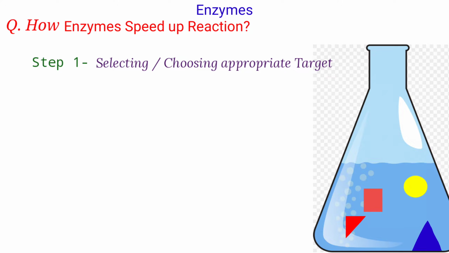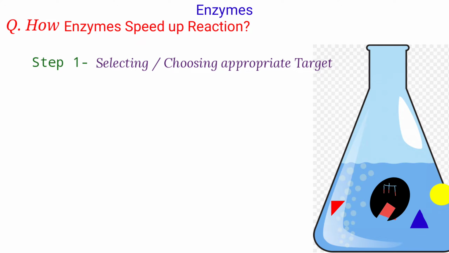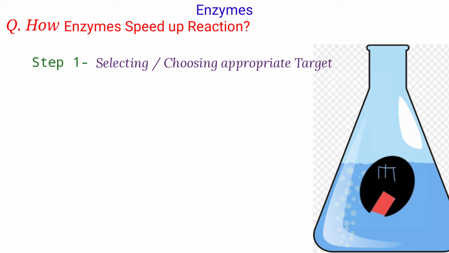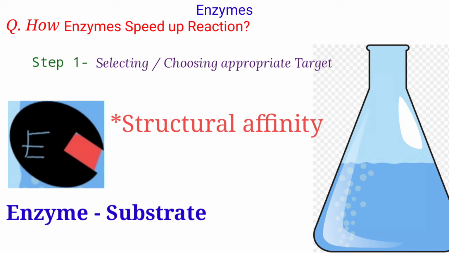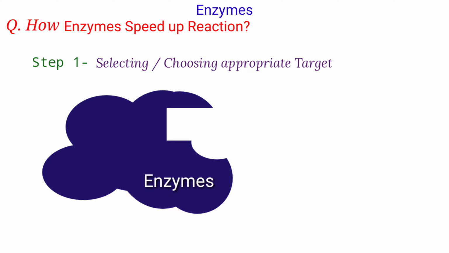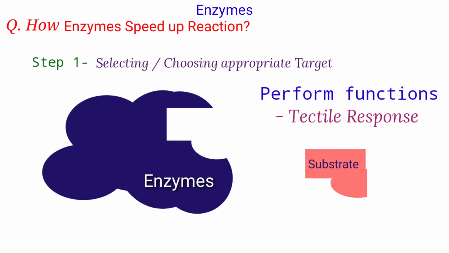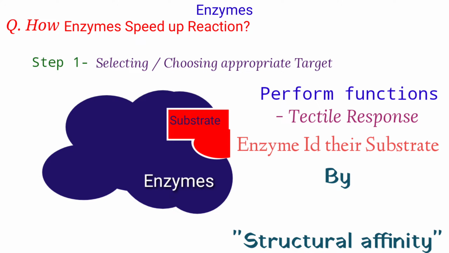Consider one example where we have a conical flask which contains different molecules of different shapes, and when you add an enzyme into that solution, you will see that the enzyme appropriately selects its substrate only, by the structural affinity between substrate and enzyme. One thing is very clear here: these enzymes do not have any kind of eyes or camera. So they perform their function by a tactile response manner only. That means they identify their substrate basically by the structural affinity between them.